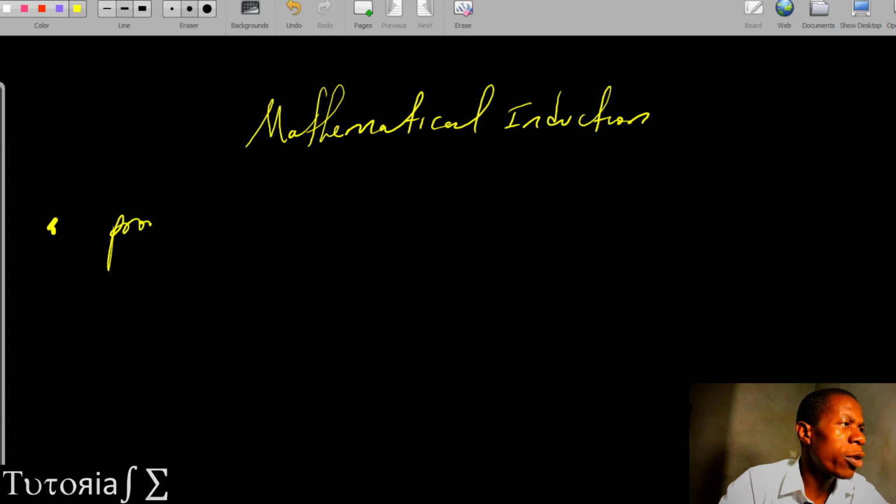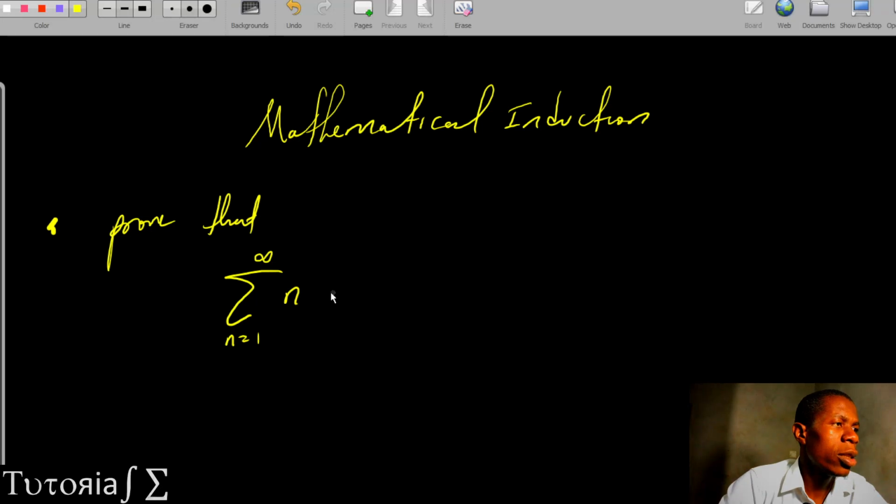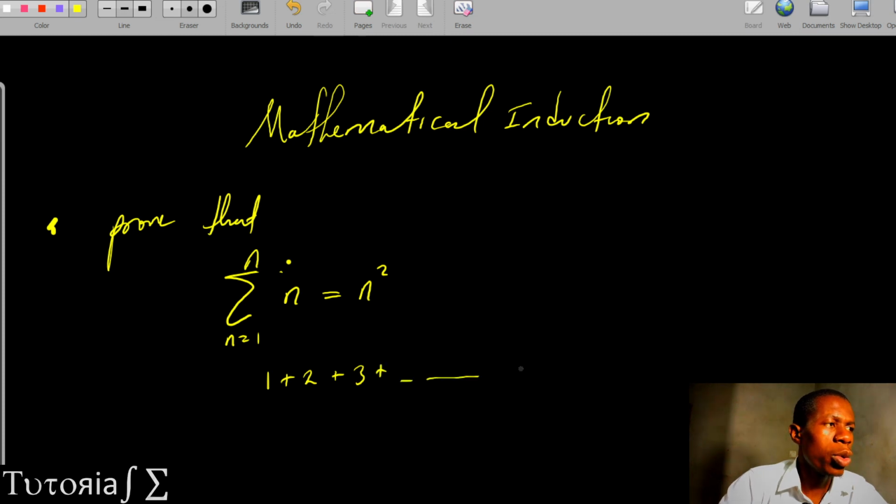Prove that the summation from n equals 1 to infinity, let's say, of n is equal to n squared. So basically what they are asking you here is to show that 1 plus 2 plus 3, up to n, let's not end at infinity, let's say we're ending at n, plus all the way to n, this will give you n squared.